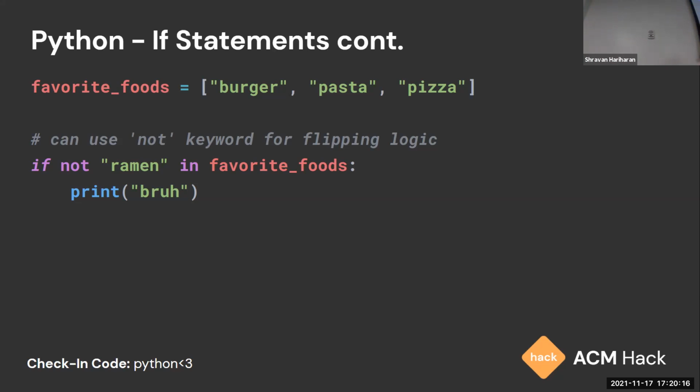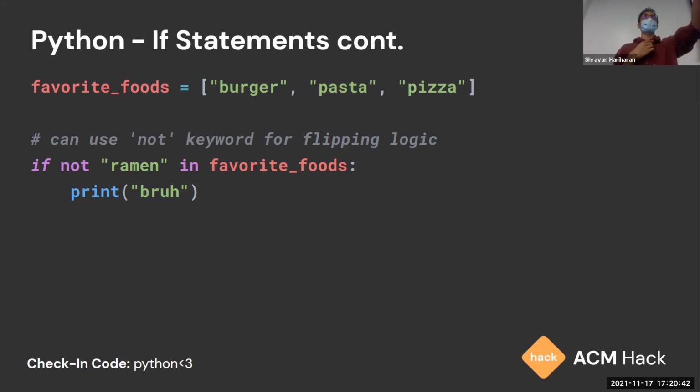Also note the in keyword. If we want to see if an element is in a list, we can do that by doing if something in and then the data structure. When we're doing dictionaries, we can also do that. Like if hack school in dictionary, then print something. That's how we check if something is in a data structure.